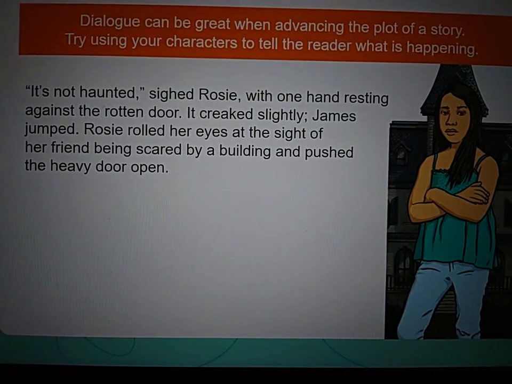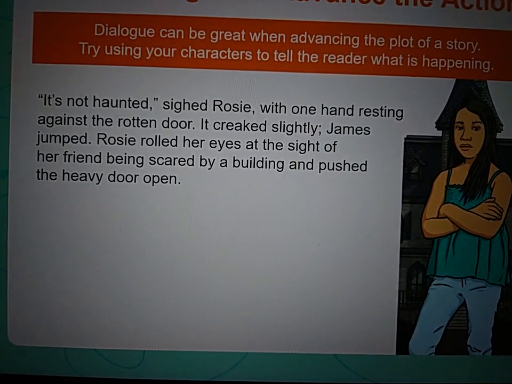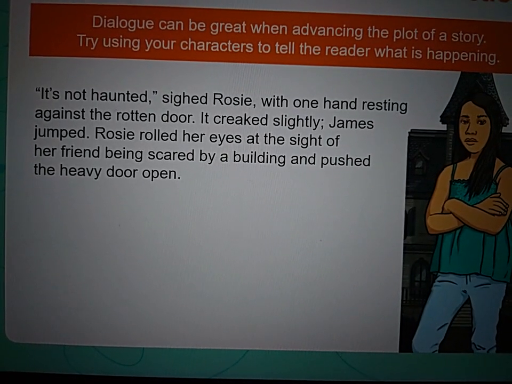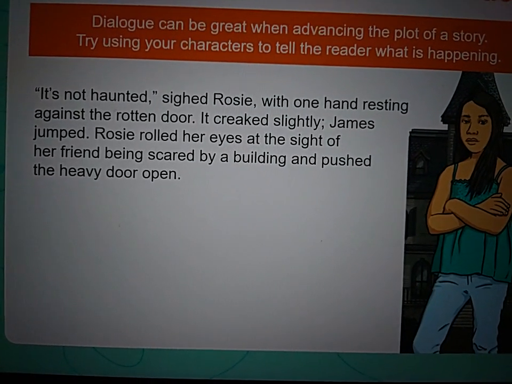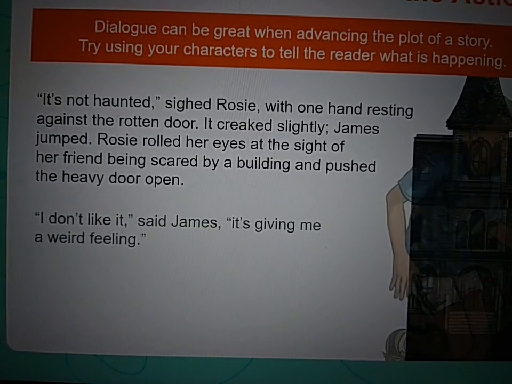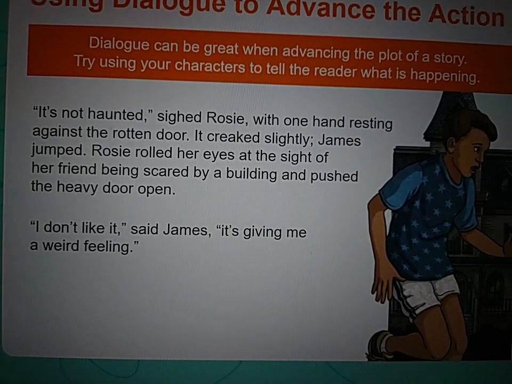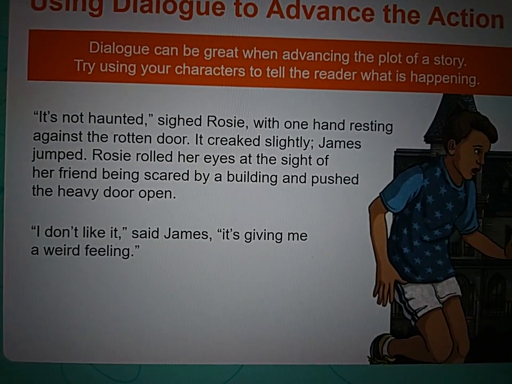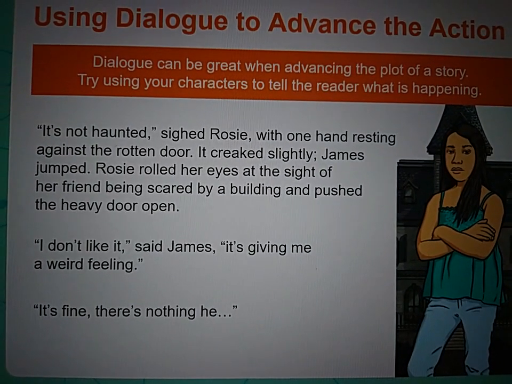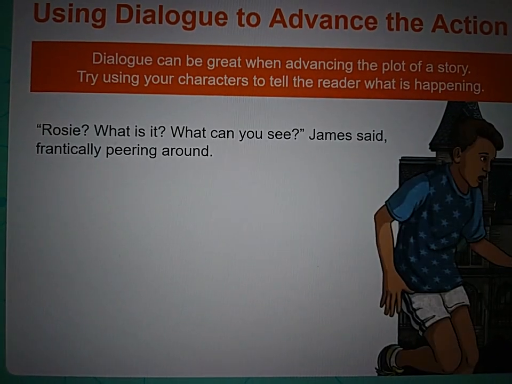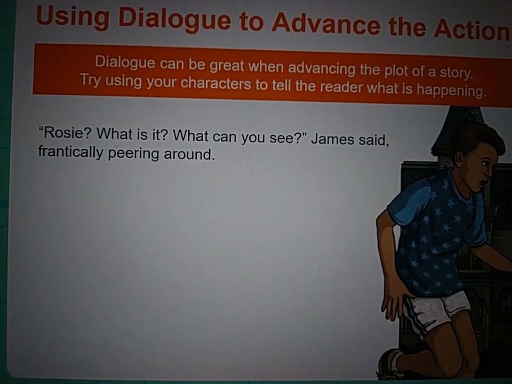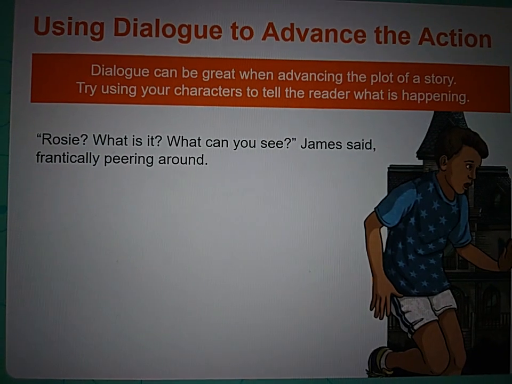"It's not haunted," sighed Rosie, with one hand resting against the rotten door. It creaked slightly. James jumped. Rosie rolled her eyes at the sight of her friend being scared by a building and pushed the heavy door open. "I don't like it," said James. "It's giving me a weird feeling." "It's fine. There's nothing he..." "Rosie? What is it? What can you see?" James said, frantically peering around.